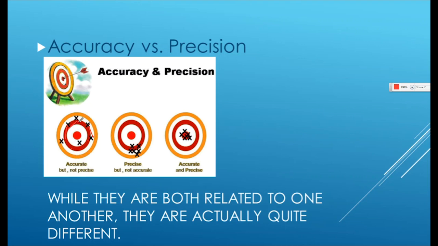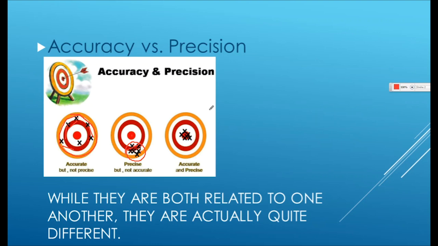Okay, you're all on the target. These are all getting points, so you're pretty good. You have some pretty good accuracy, but you're not very precise because you're spread out all over the target. On target number 2, you're pretty precise because they're all grouped together. You're getting that general area, but you're not accurate because obviously you're looking for the bullseye. So you may be precise, but you're not accurate.